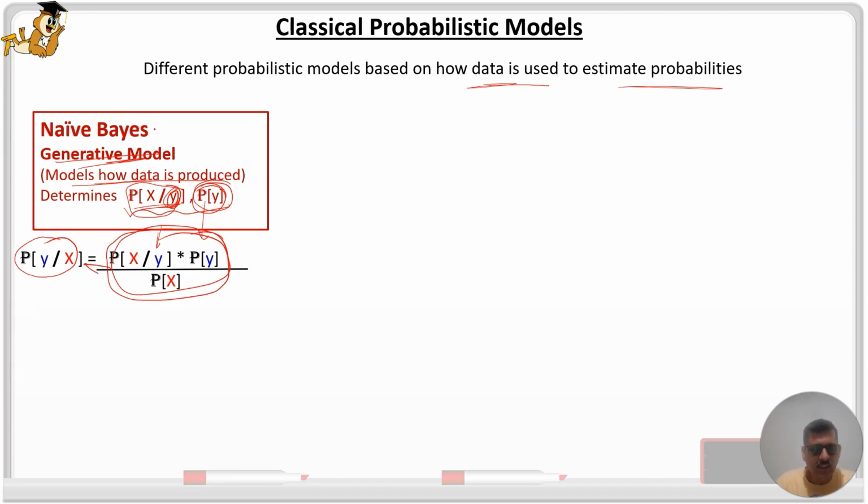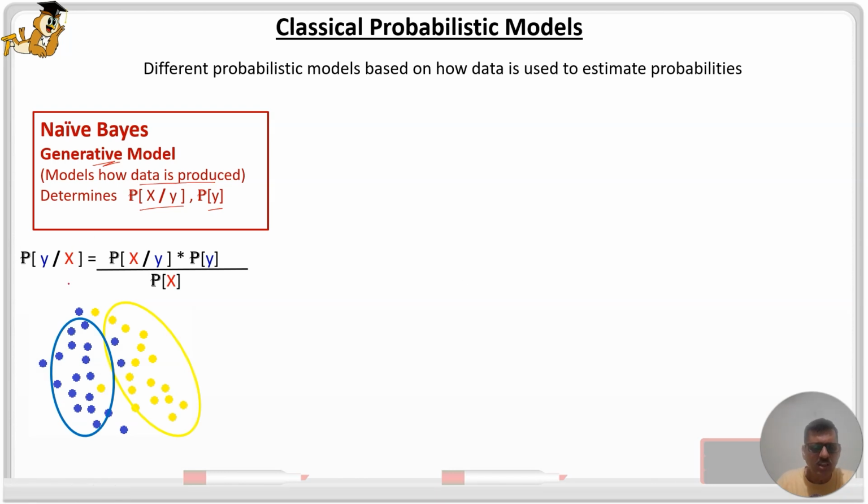The reason why there is a Bayes in the name is because the Bayes theorem is being used. The reason why it's a generative model is because it begins by estimating probability of X given Y and probability of Y, which are on the right hand side of Bayes rule, and it connects them using Bayes theorem to probability of Y given X. Now, to spend a minute on this, just because it determines X given Y and probability of Y, why is it called a generative model? Why do we say that it models how data is produced?